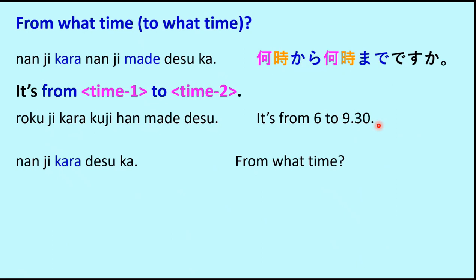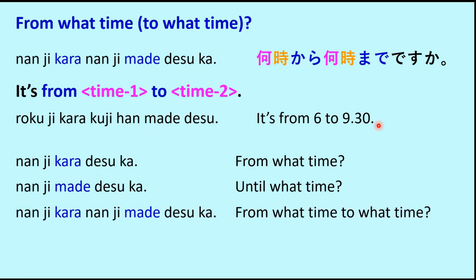Nanji kara desu ka? From what time? Nanji made desu ka? Until what time? Nanji kara nanji made desu ka? From what time to what time? So this means all these three are valid. We may ask only from what time, we may ask only until what time, or we may ask both the starting and the ending time, that is from what time to what time. So for these three cases, we will have these three combinations of kara, made, and nanji.